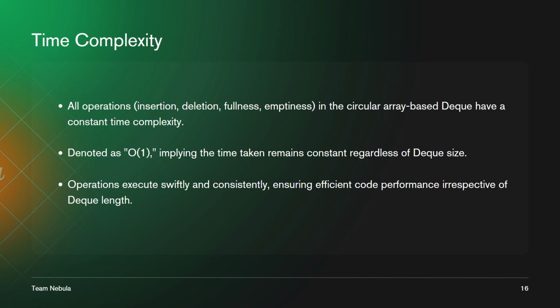This is fantastic news because constant time complexity is very efficient and desirable in data structures. It allows us to handle our dequeue operations swiftly, making our code run smoothly and quickly, regardless of how many elements are in the dequeue.